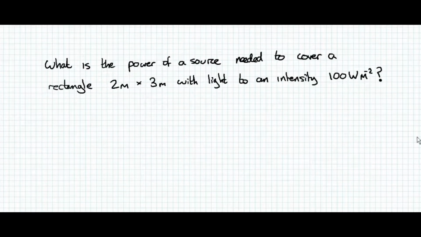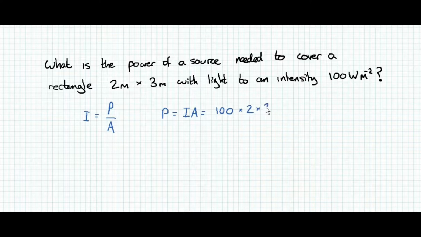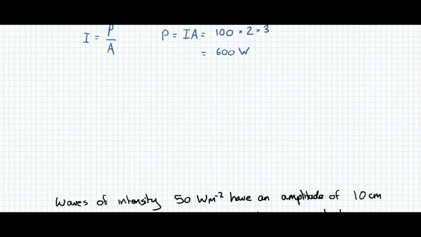So let's have a look at a question then. What is the power of a source needed to cover a rectangle 2 meters by 3 meters with light to an intensity of 100 watts per square meter? Well, our equation is I, the intensity, equals P, the power, divided by A, the area. And we know the area because we've got the length and width of this rectangle. And we know what the intensity is, we're given that. So let's rearrange this equation, P equals IA, and substitute our numbers in. I is 100 watts per square meter, and A is 2 times 3. That gives us 600 watts. A 600 watt source will illuminate a 6 meter squared rectangle with light to an intensity of 100 watts per square meter.